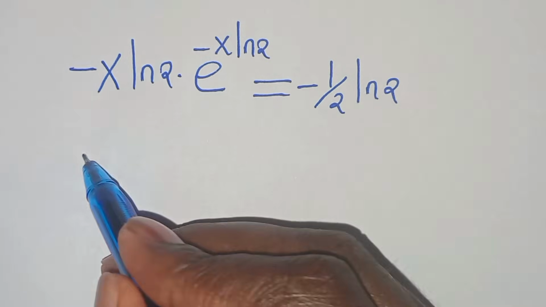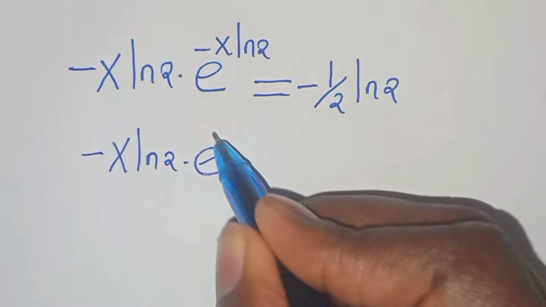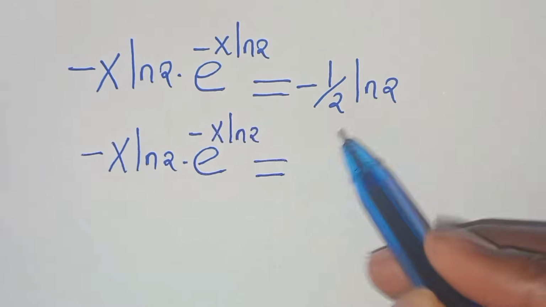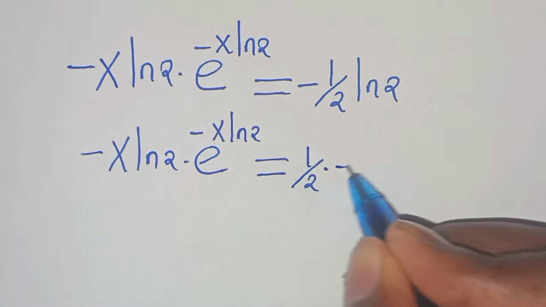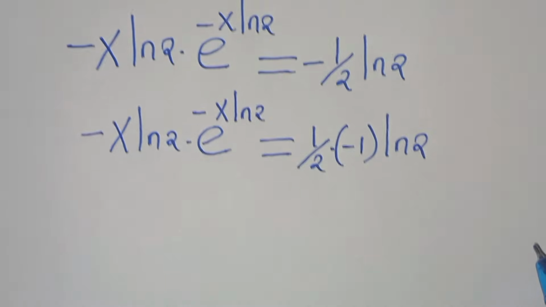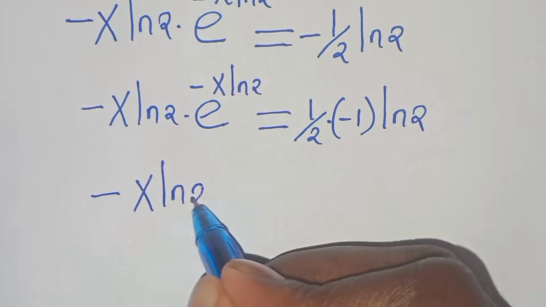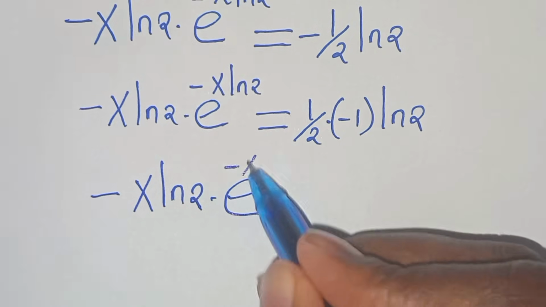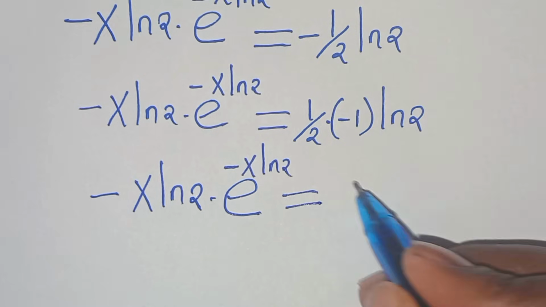So on the left hand side we have minus x ln of 2 times e to the power of minus x ln of 2. This is equal to, we can express minus a half as a half times minus 1 multiplied by ln of 2. So this is minus x ln of 2 multiplied by e to the power of minus x ln of 2. This is equal to a half.